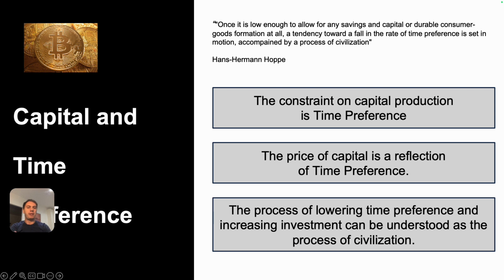The constraint on capital accumulation is not natural or physical, it is human, and lies precisely in how much of their output humans want to invest in future production versus present consumption. In other words, the constraint of capital production is time preference. As Hoppe explained, the lower the time preference, the earlier the onset of the process of capital formation, and the faster the roundabout structure of production will be lengthened. Therefore, the price of capital is a reflection of time preference. That's the connection between capital and time preference.